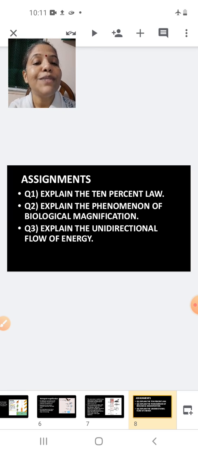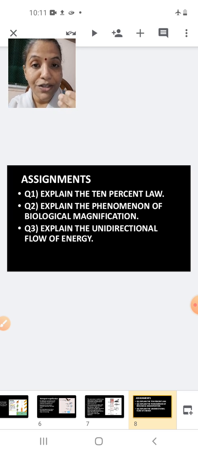Okay. Next, explain the phenomenon of biological magnification. As I told you, you have to speak about a contaminated water body. You have to say about toxic substances like DDT and arsenic or mercury there. And from the body of the plankton, it enters into the body of a small fish, from a small fish to a larger fish to that of a bird. So you can write a particular number and you can show how it is increasing.